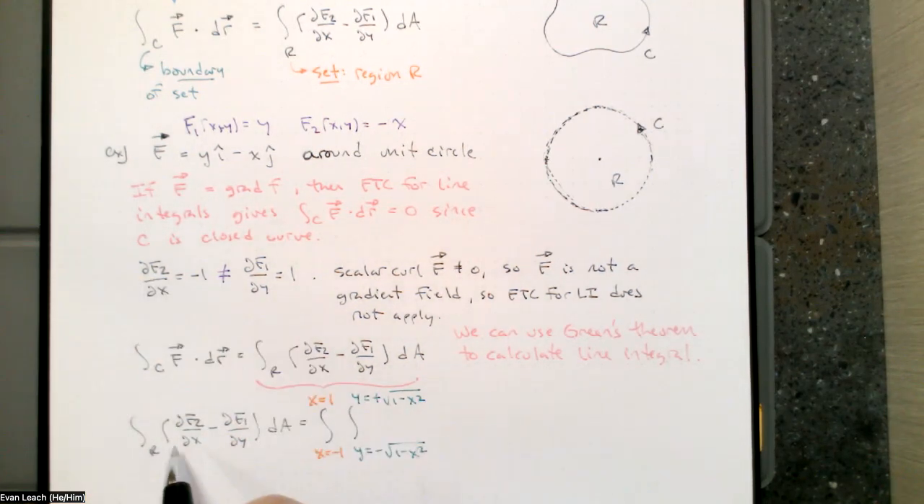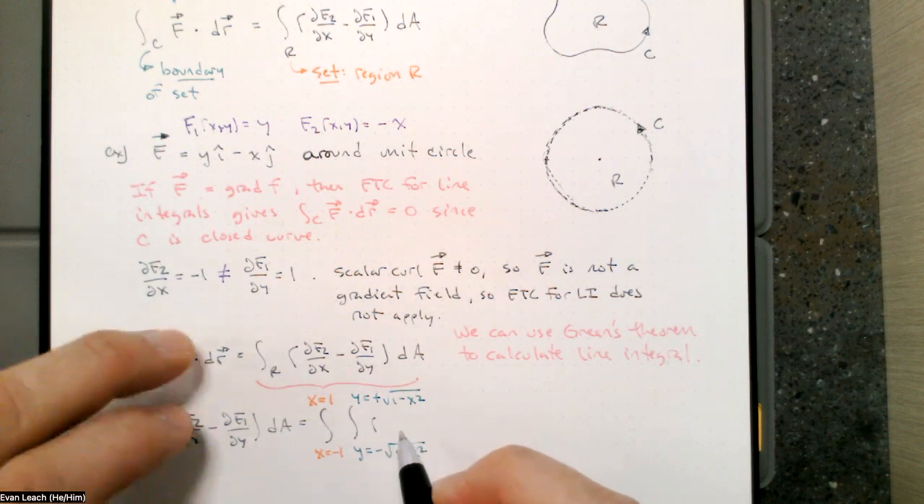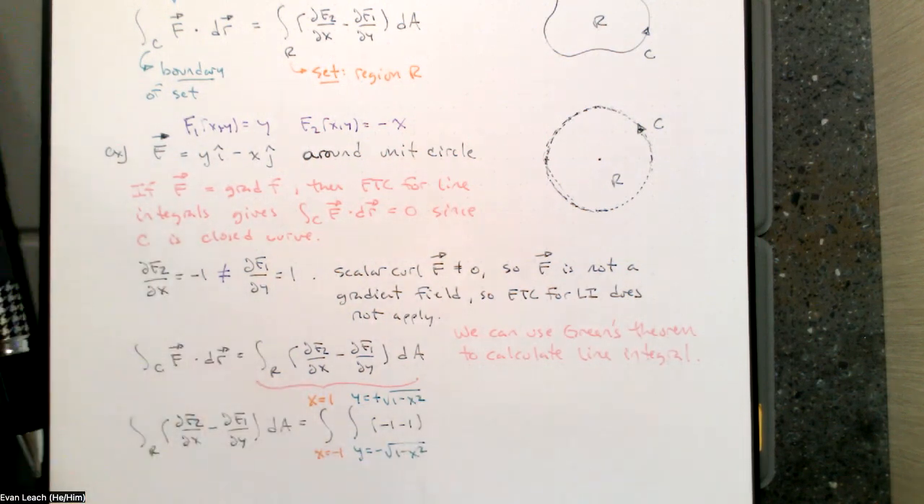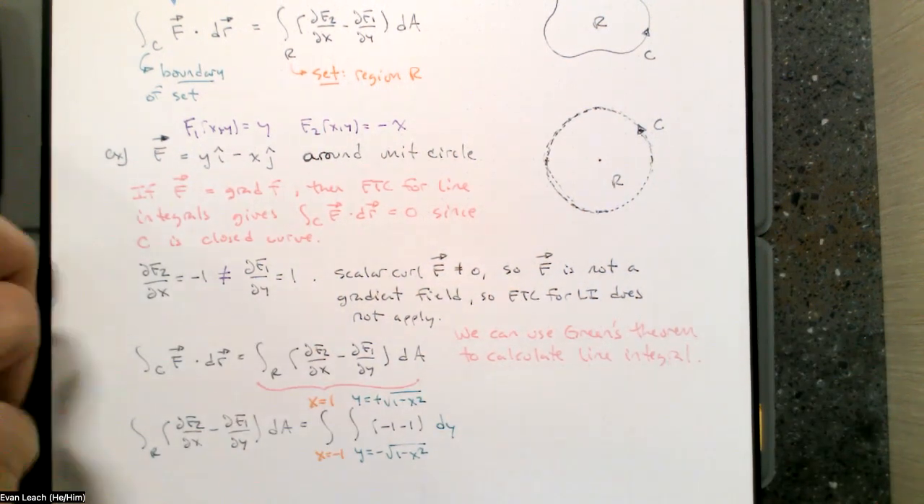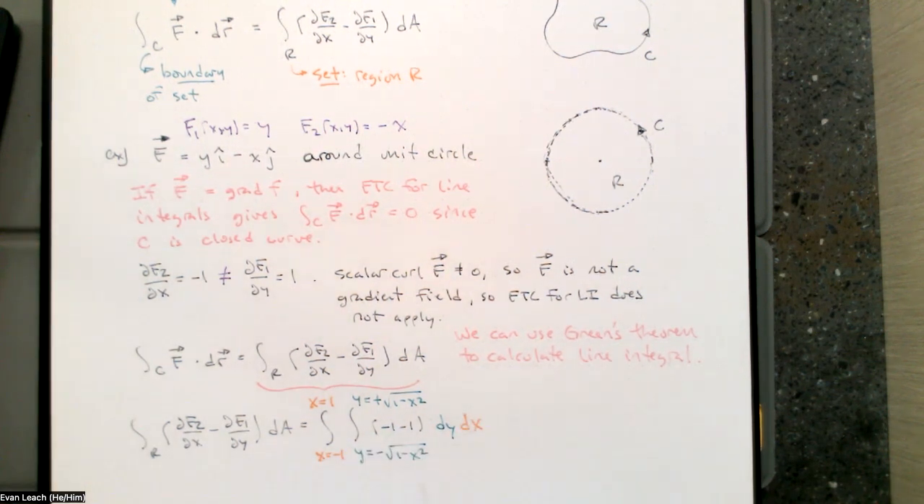Our scalar curl, partial f2 with respect to x minus partial f1 with respect to y, is just going to be -1 minus 1. And I've set this up as a dy dx integral. So we're just integrating a -2.